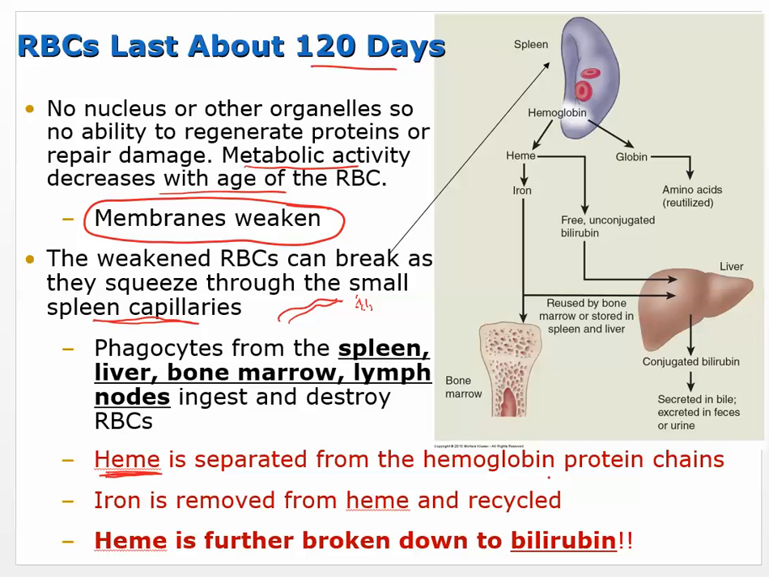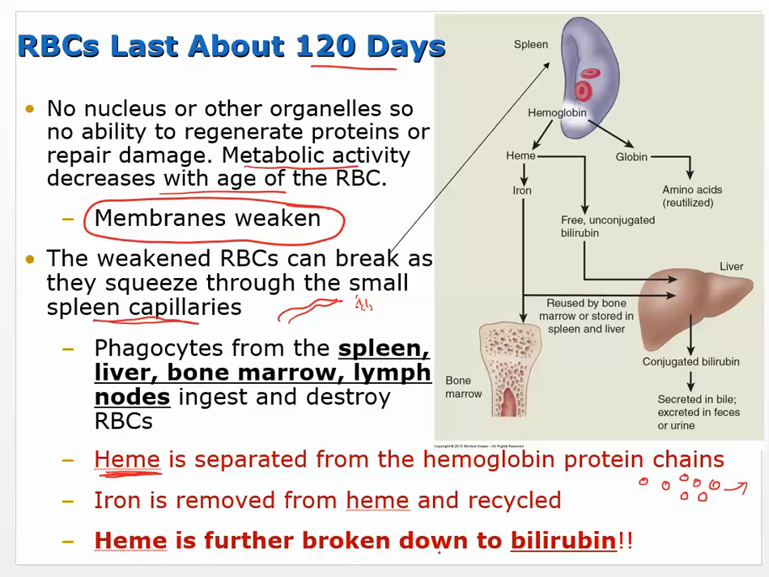Now, part of the recycling is that the heme is separated from the hemoglobin protein chains, and these protein chains will then go and they'll be broken down into their individual amino acids, and those can be reused. But the iron is removed from the heme, and the iron, of course, we mentioned goes back to the bone marrow.